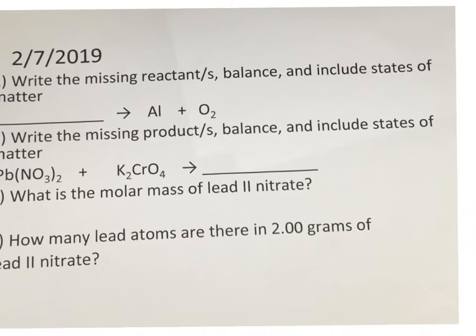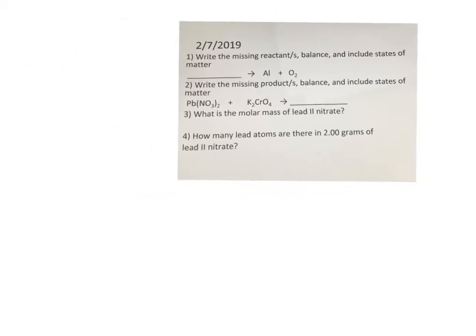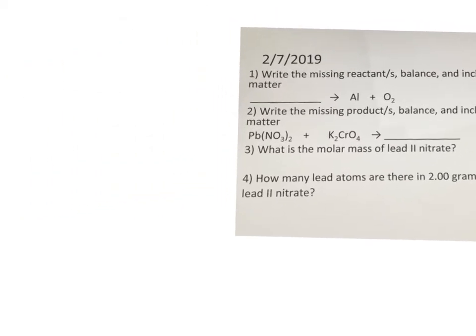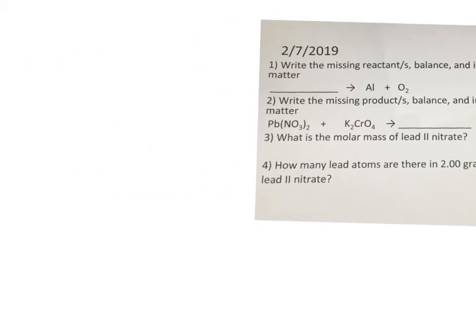All right, so looking at this together, the first one wanted you to come up with a missing reactant. Looking at what we were given, aluminum and oxygen were our products. So what is this type of reaction?